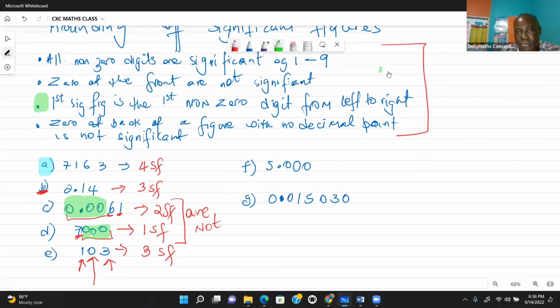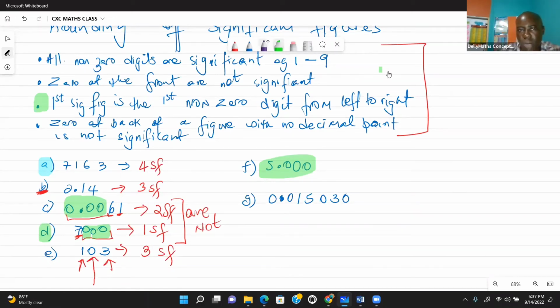Remember now, look at F. Look at F. It's way different from E. F is different from D. Look at F and look at D. There is a decimal point in F. There is none in D.